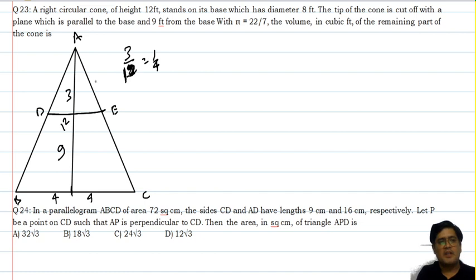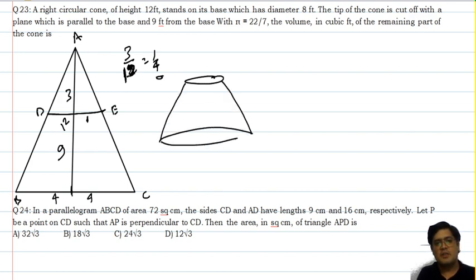If I look at the smaller triangle and if I look at the bigger triangle, they are similar and the ratio of sides is 1/4. So if this is 4, this is going to be 1. So can I say volume of the remaining portion? Observe. Volume of the remaining portion of the cone, which is called frustum, should be volume of the total structure minus the smaller cone. The smaller cone I have got the height, I have got the base.